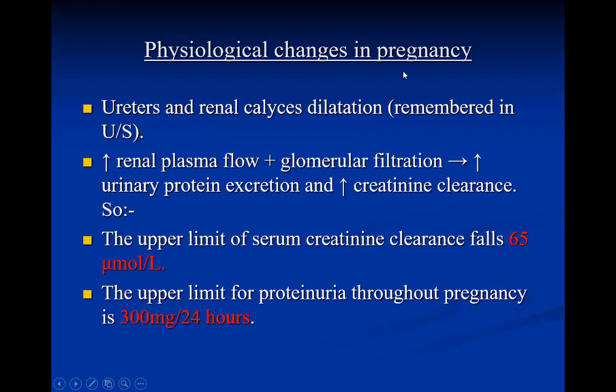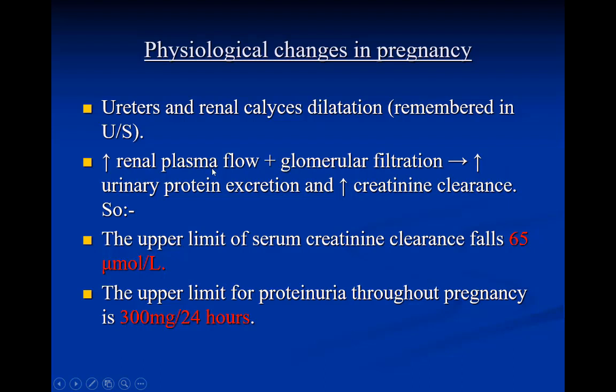What are the physiological changes in pregnancy related to the renal system? Ureters and renal calyces dilatation, remembered in the ultrasound. When you do an ultrasound, the result comes with a dilatation of the ureters and both renal calyces because of the pressure of the gravid uterus.